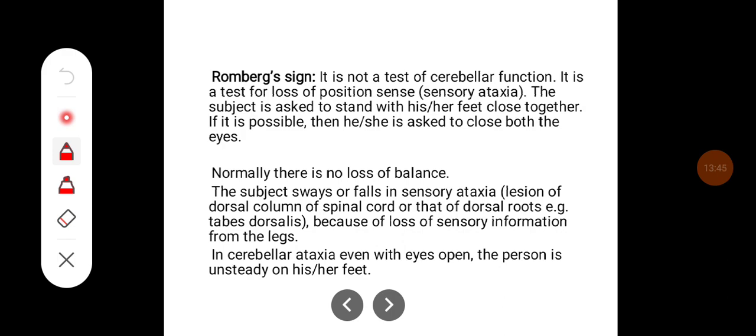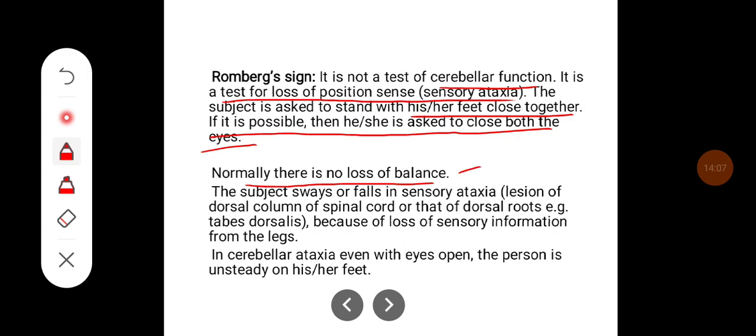Then Romberg sign. It is not a test for cerebellar function. It is a test for loss of position sense, that is sensory ataxia. The subject is asked to stand with his or her feet close together, and if it is possible, he is asked to close both the eyes. Normally, there is no loss of balance. The subject sways or falls in sensory ataxia, that is lesions of the dorsal column of the spinal cord, or that of dorsal root, for example in case of tabes dorsalis, because of the loss of sensory information from the legs.